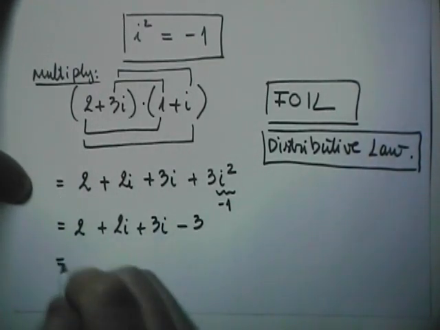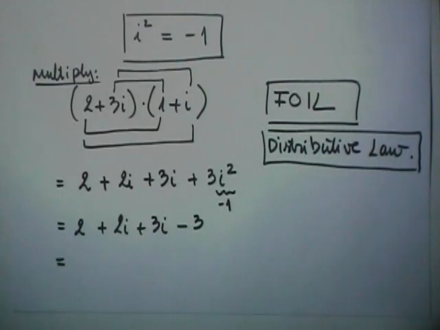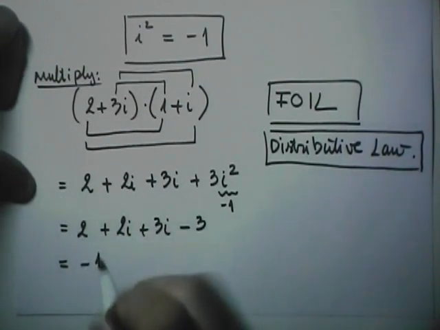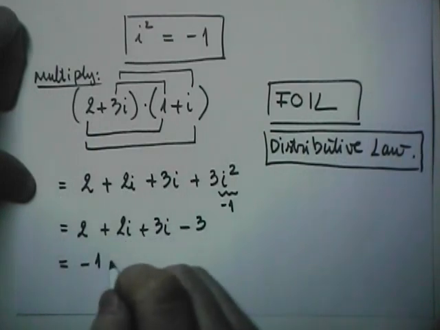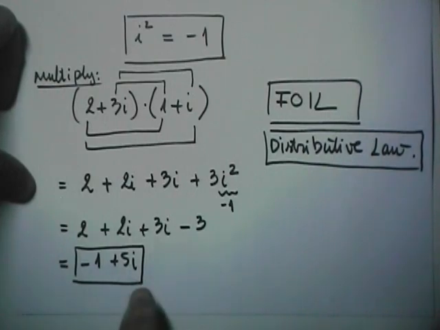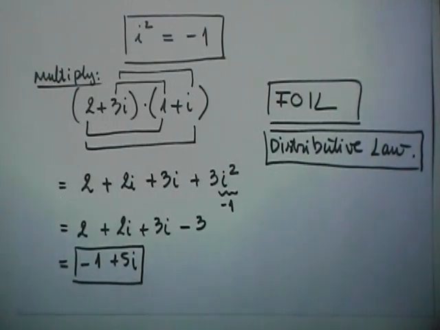Alright, so now at this point, combine like terms. That's the only thing left. So 2 minus 3 is -1, and 2i plus 3i is plus 5i. Okay, ladies and gentlemen, this is how we learn to multiply complex numbers.